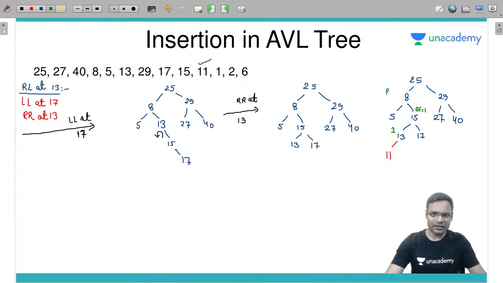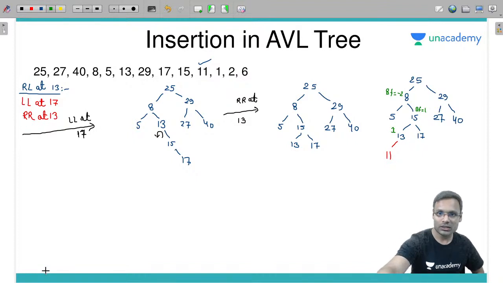What is the balance factor at 8? 1 minus... 3 minus 2. Imbalance at 8. Yes. What kind of imbalance? What is the newly inserted node's direction from 8? RL. So RL at 8 I'll have to apply.